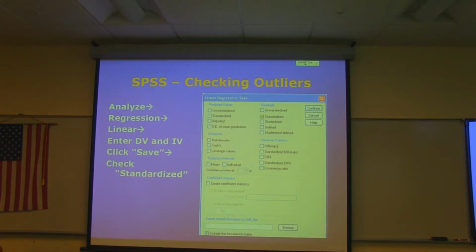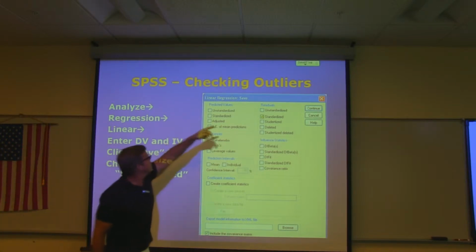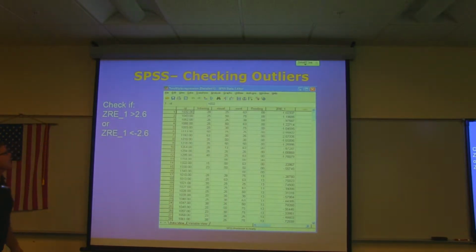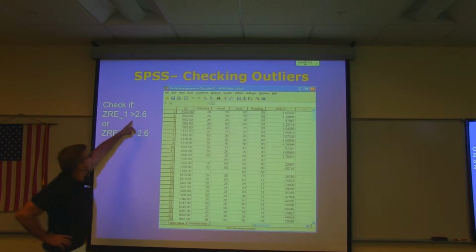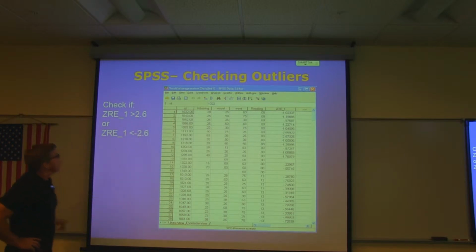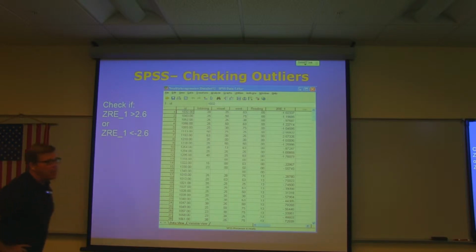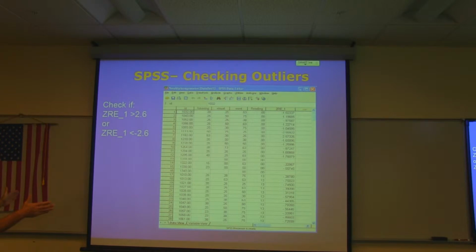Checking outliers. This shows us how to do it. Click on standardized residuals. We have our data set. If our Z residuals are greater than 2.6 or less than negative 2.6, we are not in acceptable range. Why? Because we know that for a 99% confidence interval, these are essentially the cutoff points.